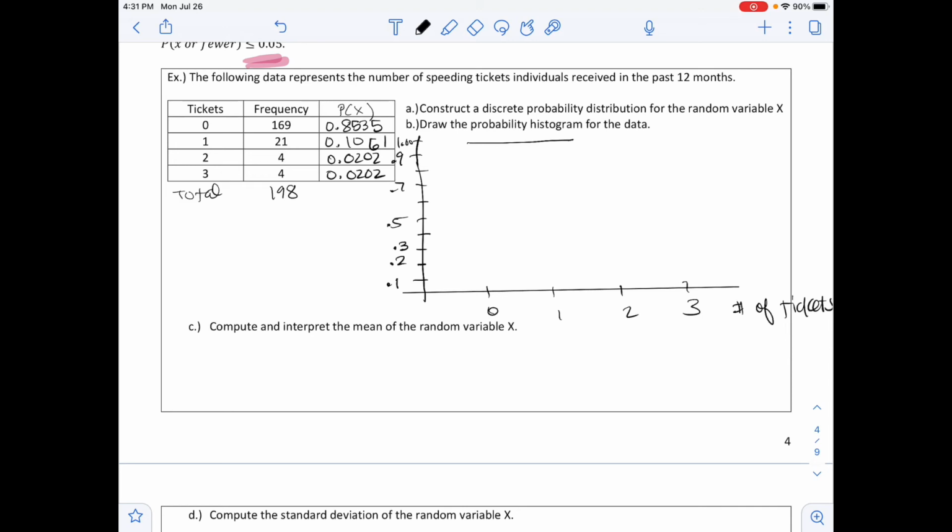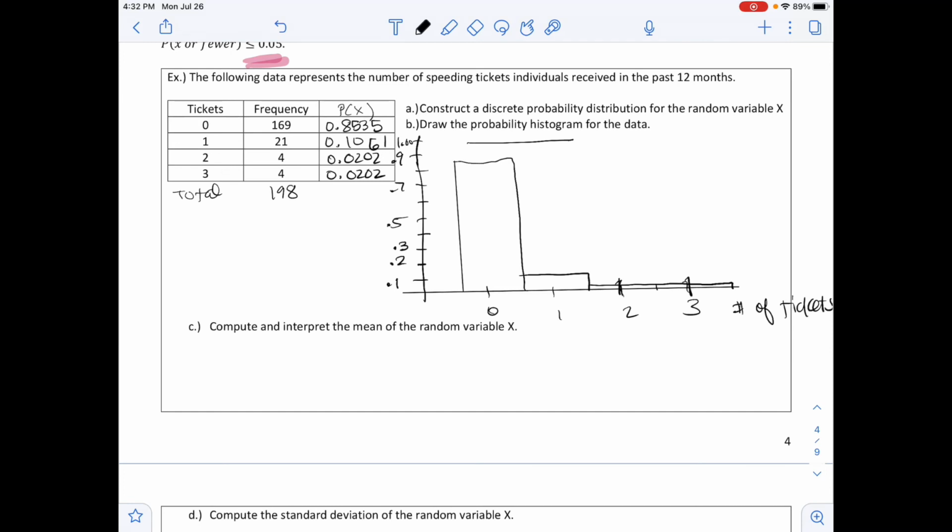So first one is 0 speeding tickets. The probability of that is 0.8535. For 1, we get 0.1061. And then for 2 and 3 speeding tickets, we're at 0.0202, so very, very small. Do the best you can to show that. And so again, for this probability histogram, we are skewed right.